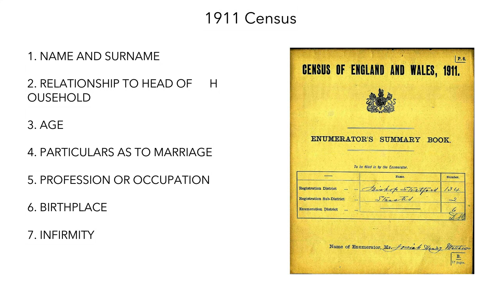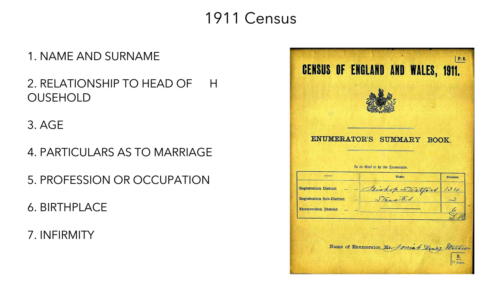And also another interesting thing about the 1911 census is it was the first of all the censuses where householders were actually required to fill in their own forms. So you will see your ancestors' own handwriting rather than a transcribed copy from the enumerator's book. And you can find some quite funny examples in there.